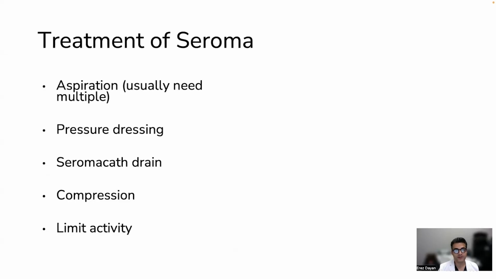Typically, if we find that there's a seroma, you're going to touch the abdomen, you're going to feel kind of a ballottement of fluid, and you can aspirate it with an 18-gauge needle on a 60 cc syringe, put a pressure dressing on. If it continues to come back after 3, 4, 5 aspiration attempts, you can place a small seromacath drain and then compress it and then just limit the patient's activity.